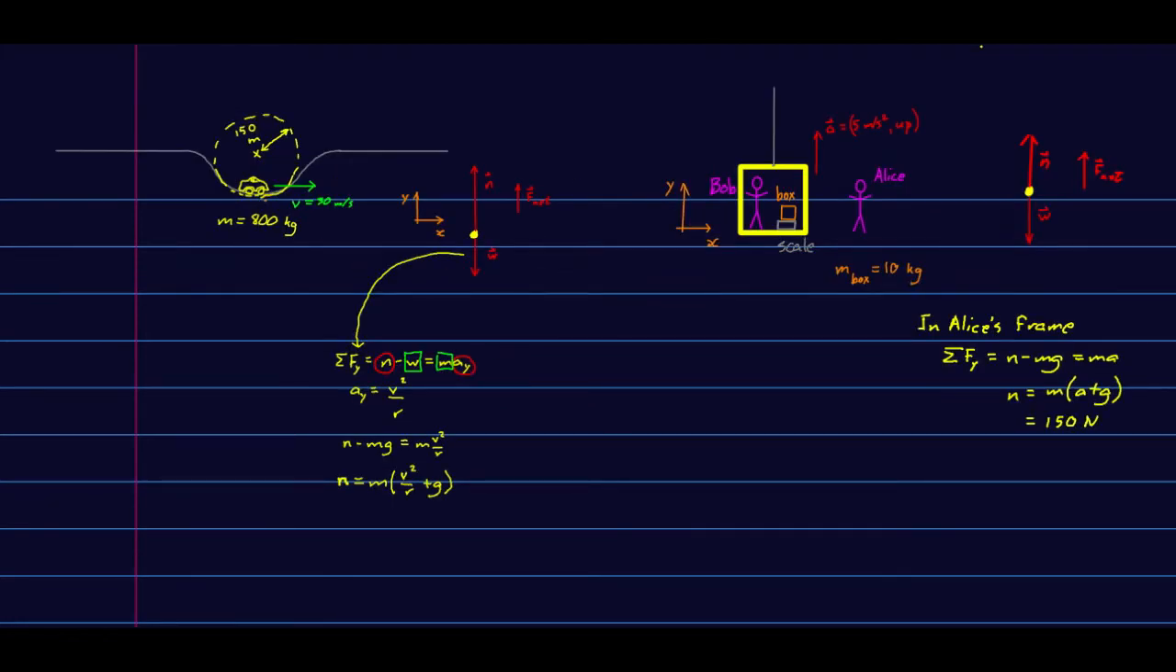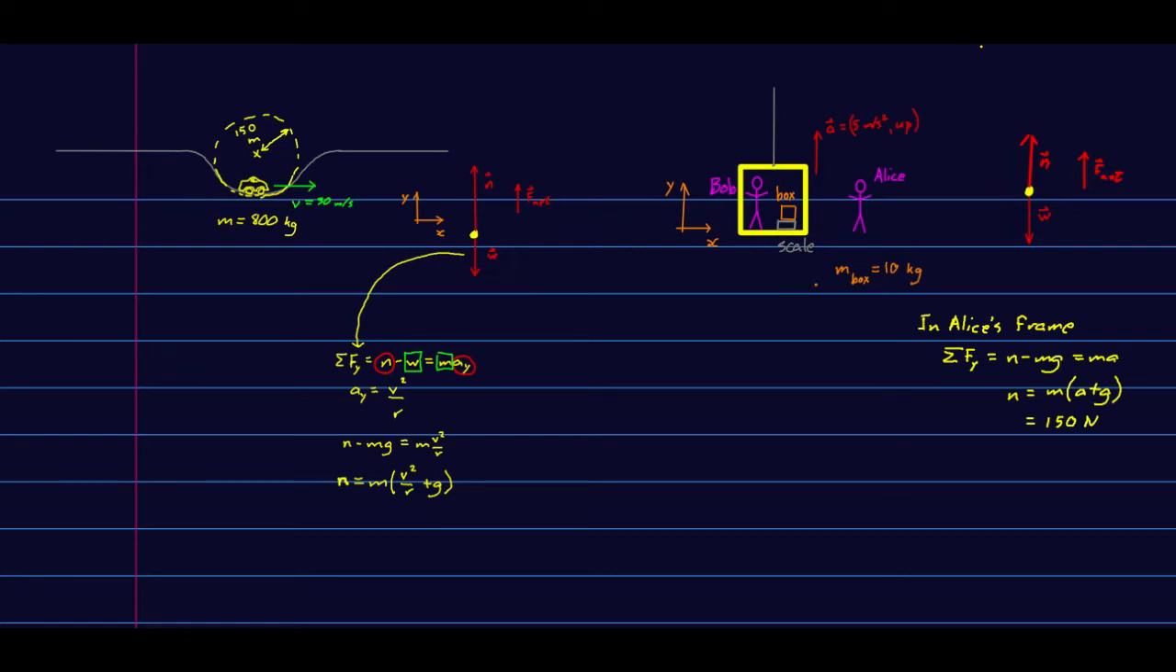I want to compare these two situations that we've seen. They look very different, but they turn out to be almost the same. The first one was Alice and Bob, some number of lectures ago. Remember, there was the box on the scale in the elevator, and the elevator was accelerating up. We're going to compare that with the car going through this valley.